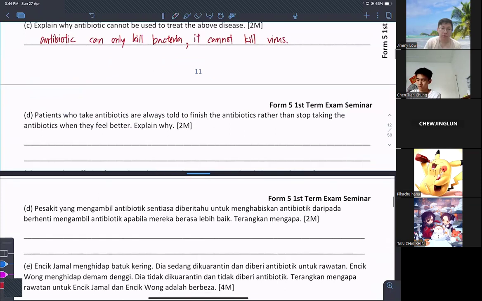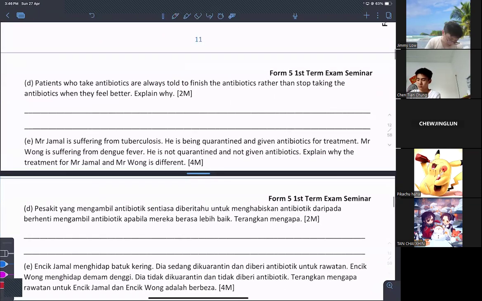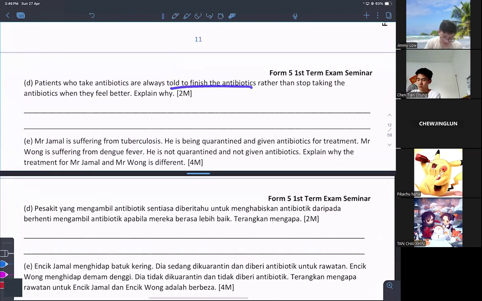Okay. So D, patients who get antibiotic are always told to finish the antibiotic rather than stop taking it, even if they feel better. Explain why. Whenever it comes to explanation, you have to say because you are going to prevent the build-up of antibiotic resistance.